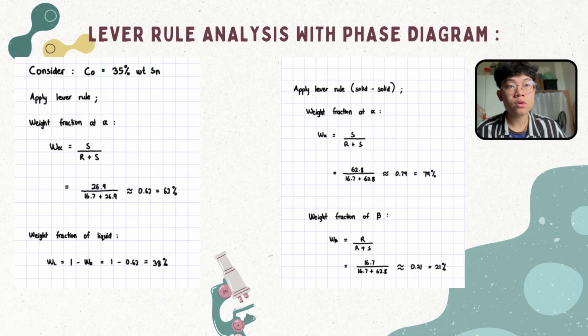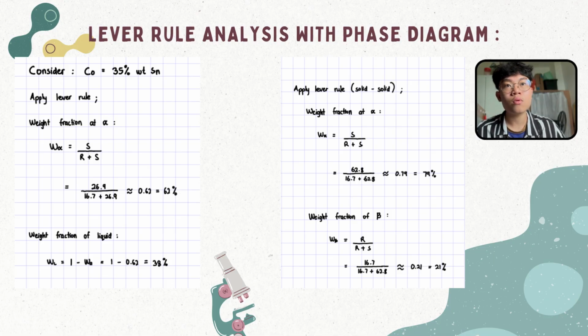So for solid, we have to apply the lever rule too. So weight fraction of alpha, W alpha equals S over R plus S, which is 62.8 over 16.7 plus 62.8, and then we get 0.79, which is equivalent to 79%. So weight fraction of beta, W beta equals R over R plus S.